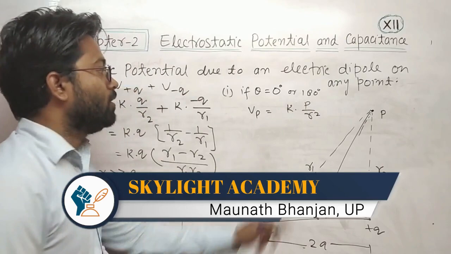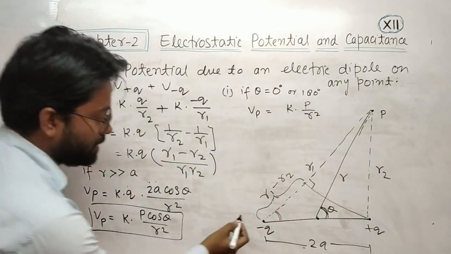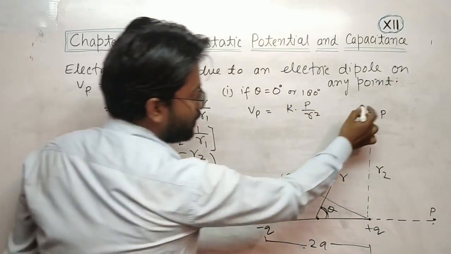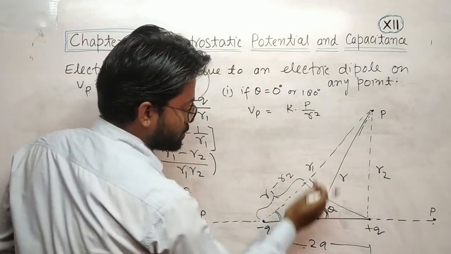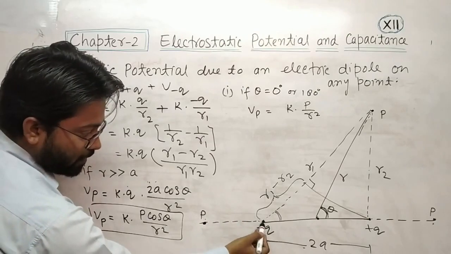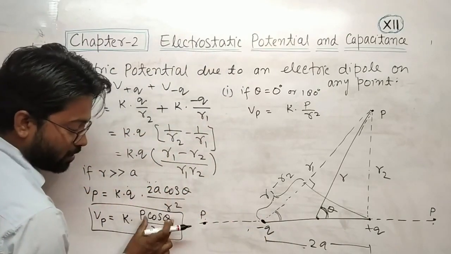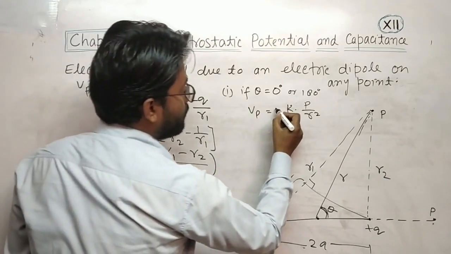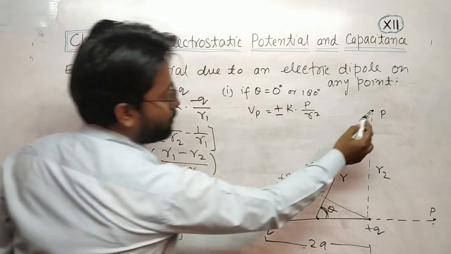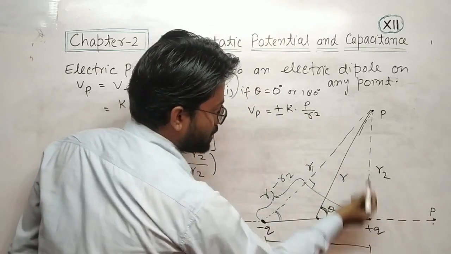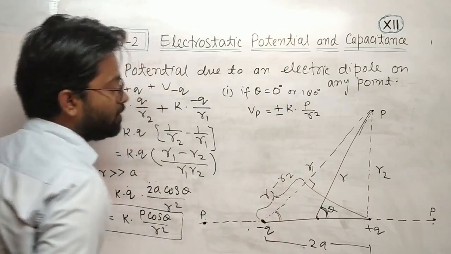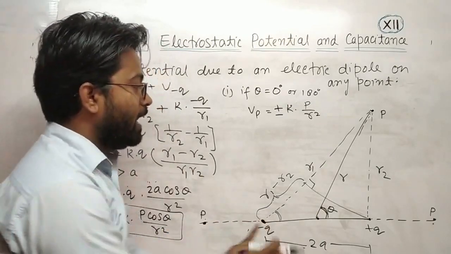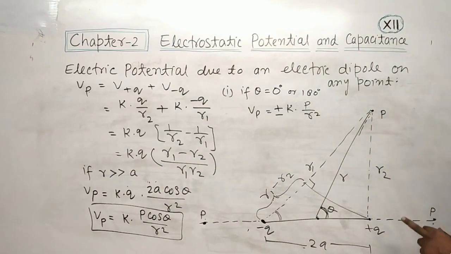This will be positive. If we take 180 degree, the point is here, and for 0 degree the point may be here. If the point is toward the positive charge, cos 0 gives positive potential, but if the point is toward the negative charge, cos 180 is minus 1, so the potential is minus K P upon R square. First time it will be plus and second time it will be minus, because the potential at that point will be more due to the negative charge, and at the other point more due to the positive charge.